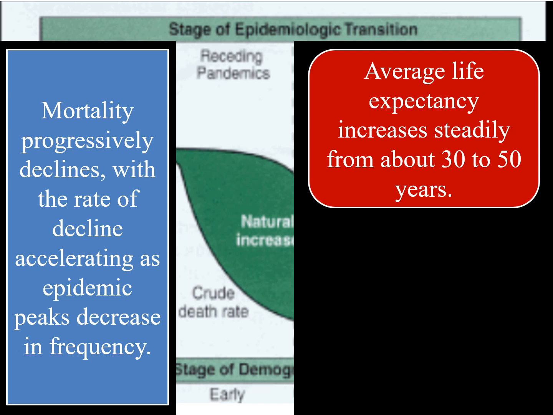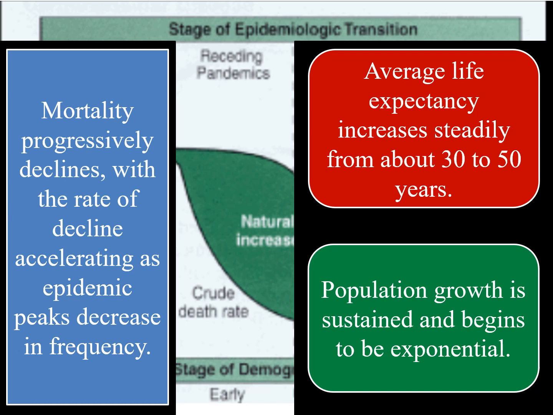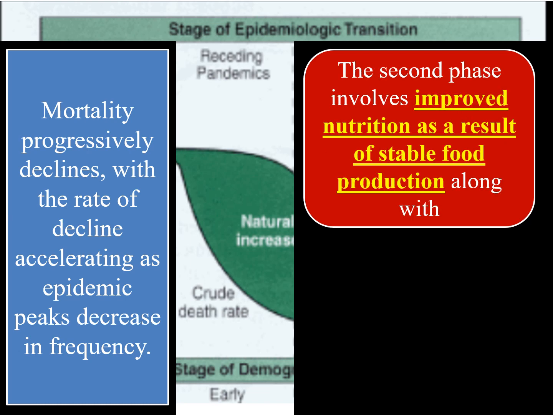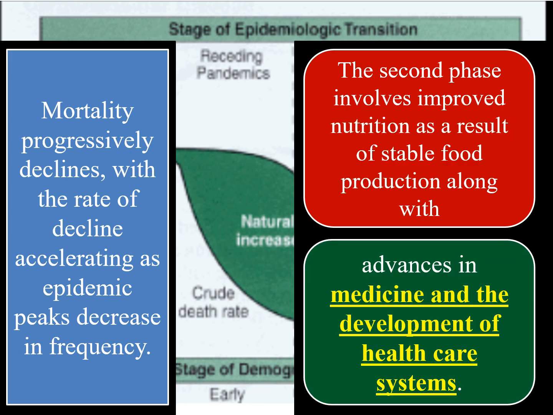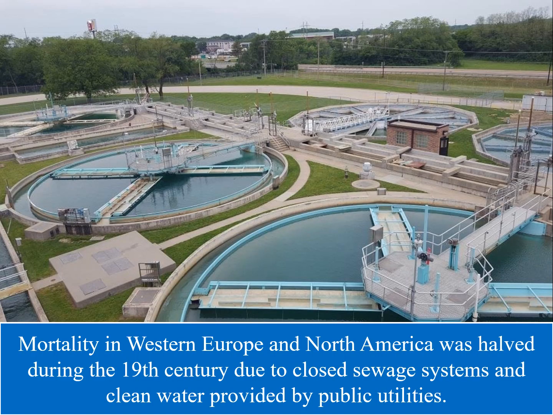Average life expectancy increases steadily from about 30 to 50 years. Population growth is sustained and begins to be exponential. The second phase involves improved nutrition as a result of stable food production, along with advances in medicine and the development of healthcare systems. So just like the demographic transition model, it's the Industrial Revolution that first pushes countries into this second phase. Mortality in Western Europe and North America was halved during the 19th century due to closed sewer systems and clean water provided by public utilities.